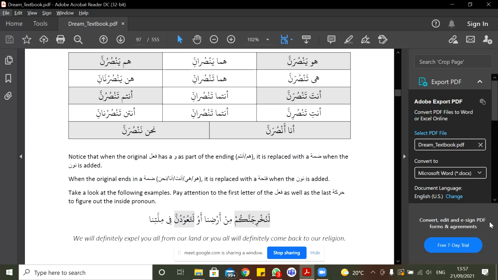Yansuru chart. Okay, so huwa yansuru, huma yansurani, hum yansuruna, hiya tansuru, huma tansurani, hunna yansurna, anta tansuru, antuma tansurani, antum tansuruna. So antum tansuruna, right? So what would be the form for ta'udu? What would be the antum form?